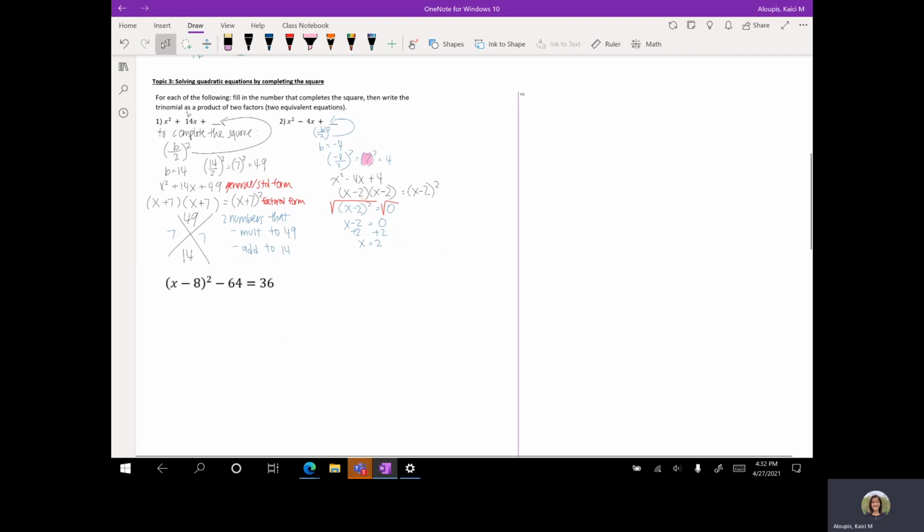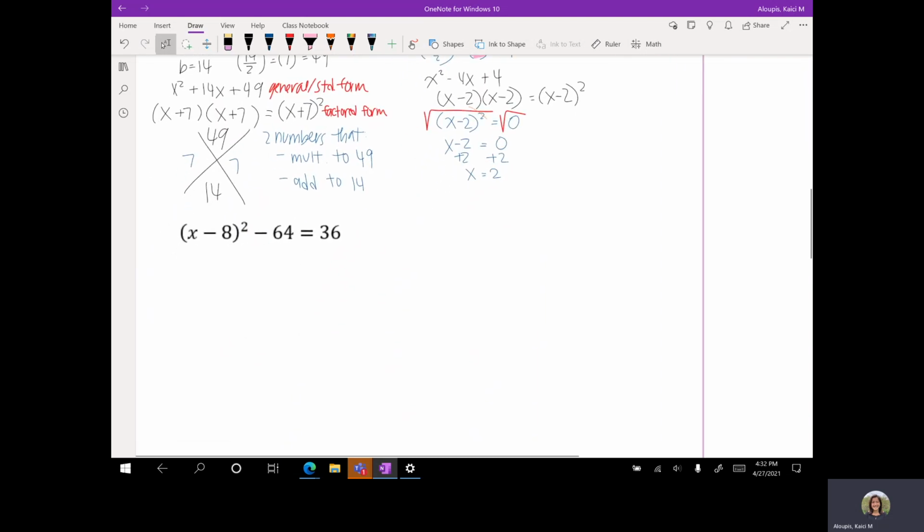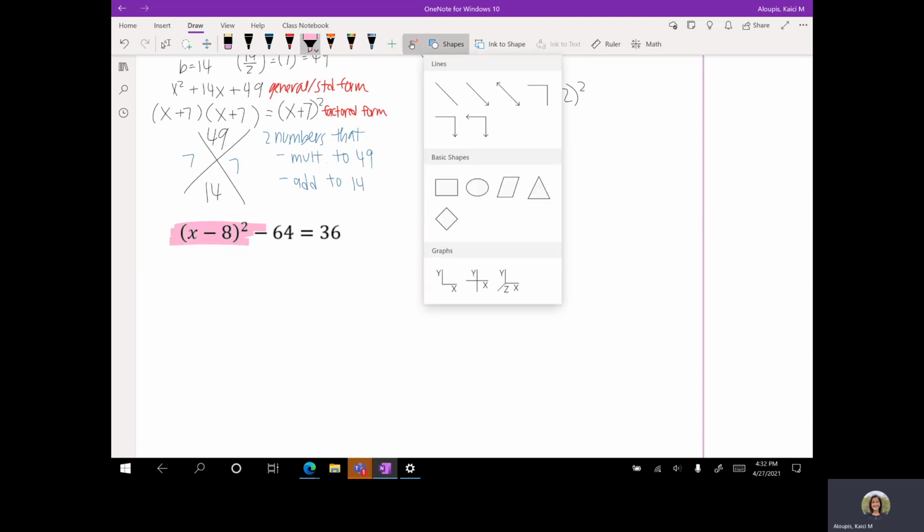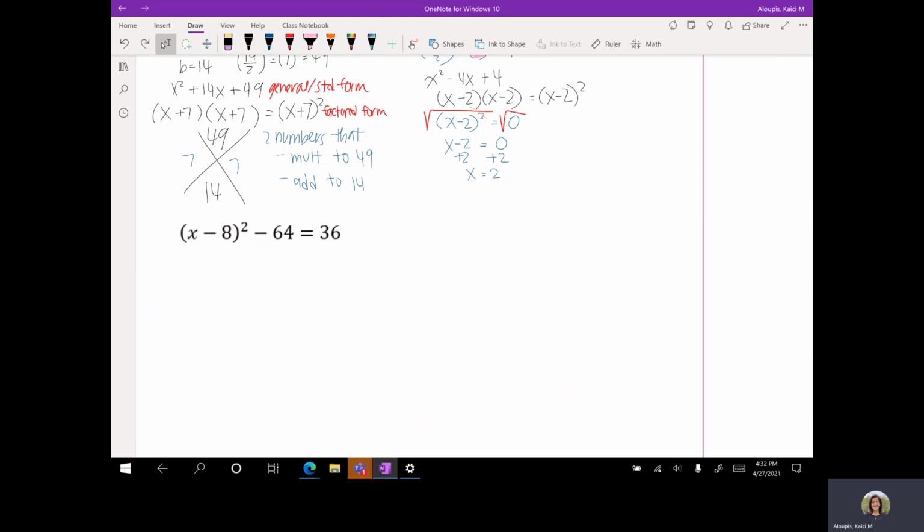Here, x minus 8 squared minus 64 is equal to 36. This is another kind of problem that we might see for solving a quadratic equation by completing the square. Well, the square is already complete. Here's the completed square. You can see it. It's x minus 8 squared. That's a complete square because it's the same factor multiplying itself.